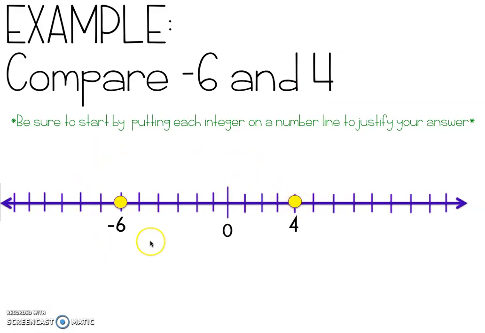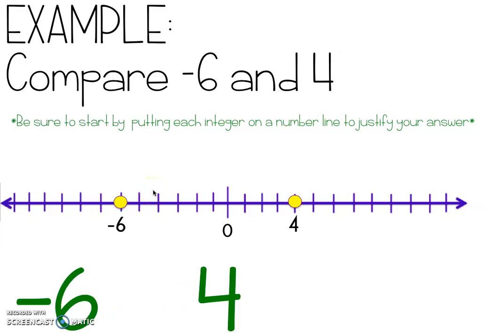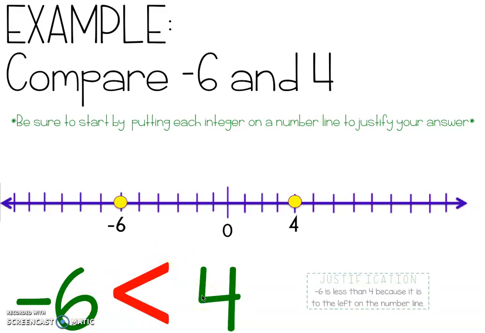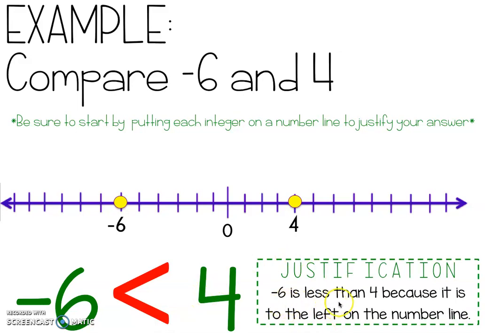As you can see, -6 is way over here to the left, so we know that it's less. So when we're comparing -6 and 4, I'm going to put the less than symbol. -6 is less than +4. My justification for that is that -6 is less than +4 because it's to the left on the number line. And I've got my number line here to show my work. Let's take a look at one more example.